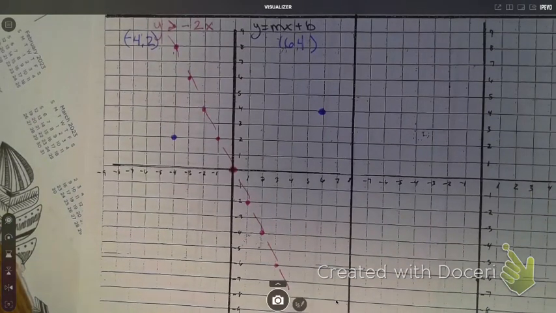Where's the graph paper at? Right there. I'm not giving you another piece right now. I forgot how to do this.